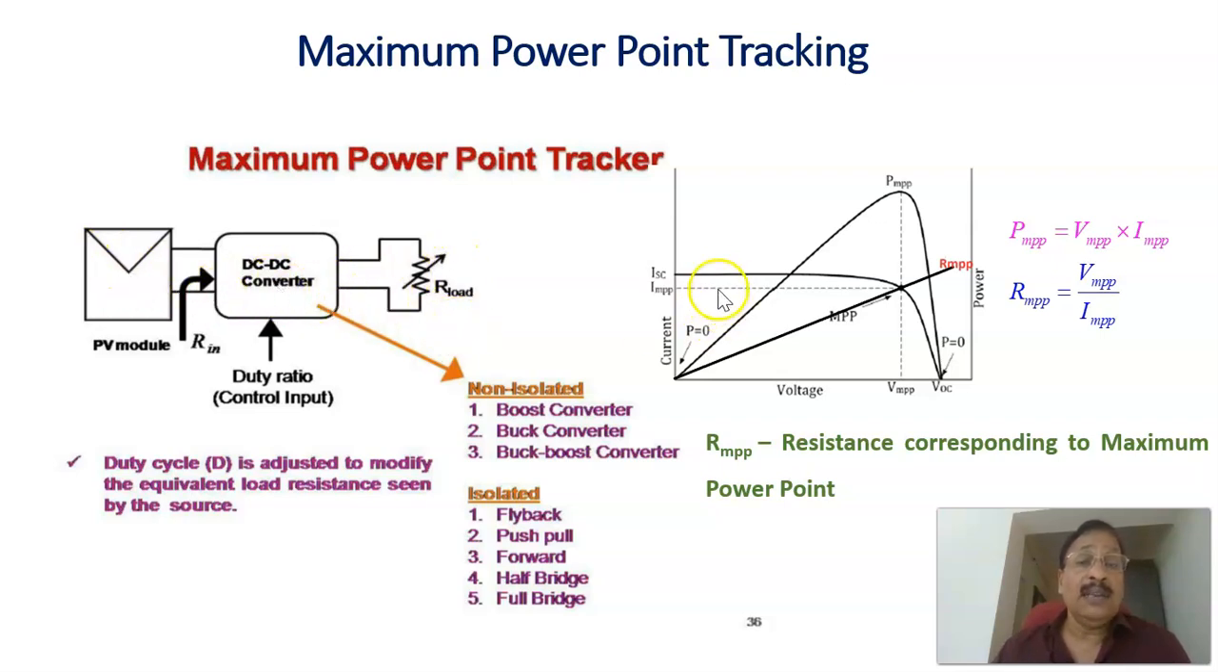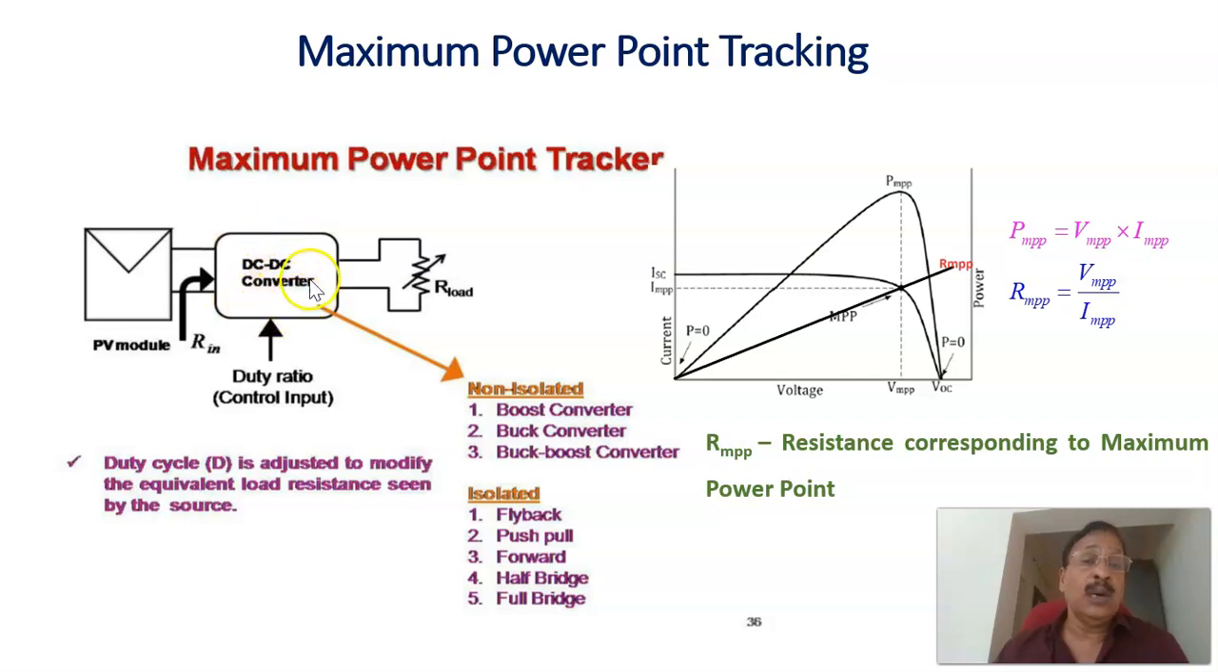As already seen, this is the IV characteristic of the solar panel and the corresponding PV characteristic. If you want to extract the maximum power from the solar panel into the load, we have to make the resistance looking at this point equal to the required value, because the load resistance cannot be adjusted as such. If you control the duty ratio of the DC to DC converter, the resistance reflected at this point can be varied. If you make the load resistance reflected at this point the same as RMPP, that is this resistance, then maximum power can be transferred from the solar panel into the load.